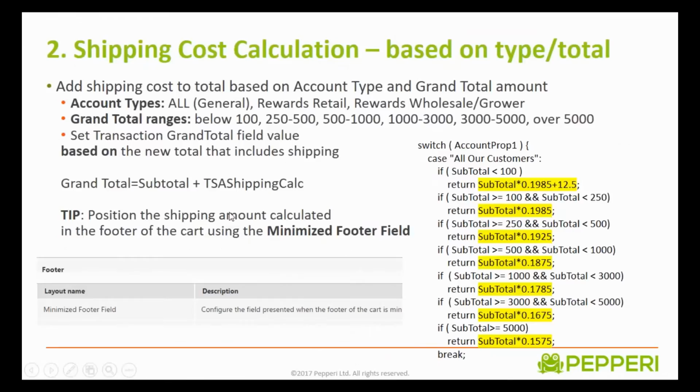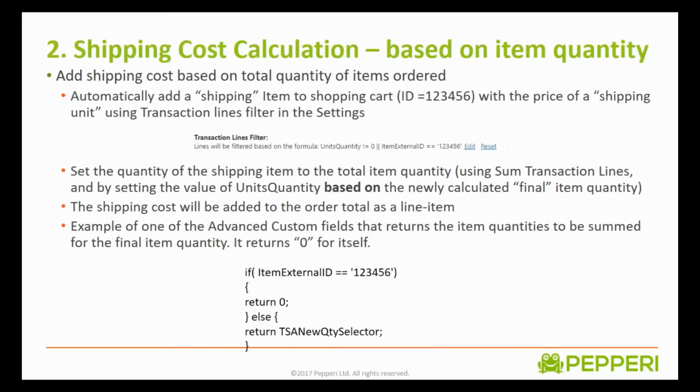Okay, so we talked about the minimized footer field. We learned how to calculate shipping cost based on account type and the subtotal of the order, which is really cool. Next, shipping cost calculation. It's a bit shorter. It's based on the item quantity. An item that's been loaded to Pepperi, called a shipping item, is added to the shopping cart automatically, which I'll show you how to do, which is pretty cool.